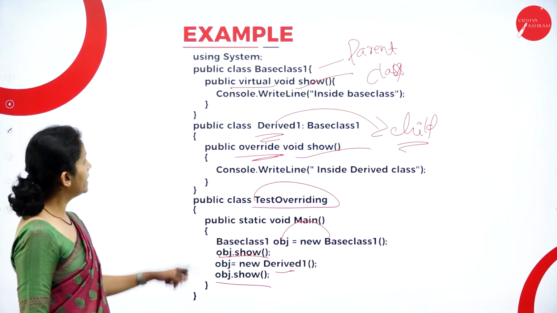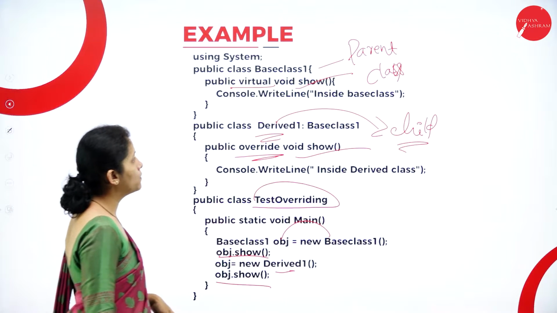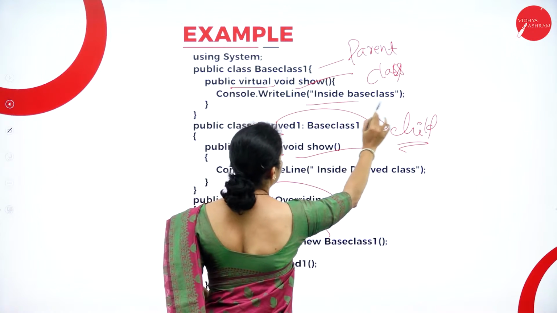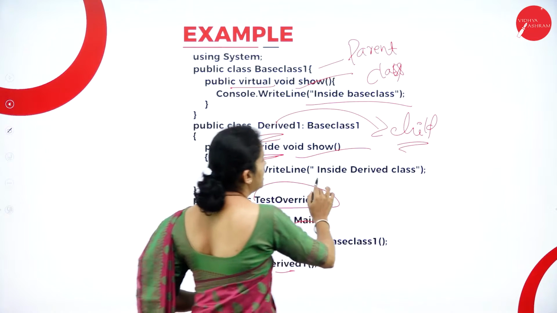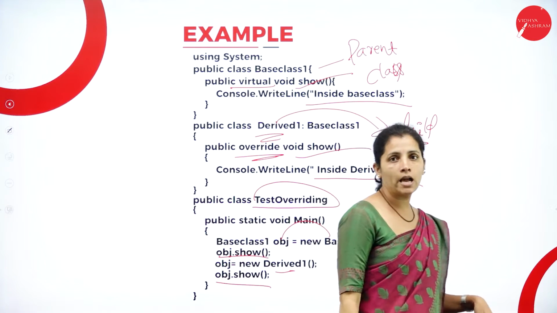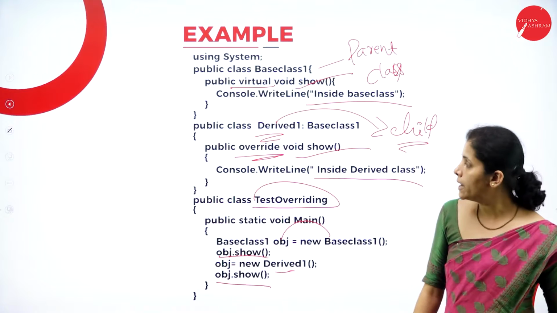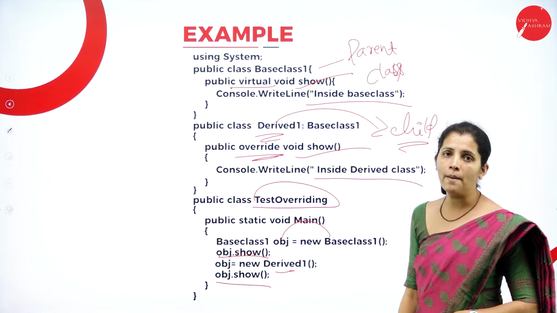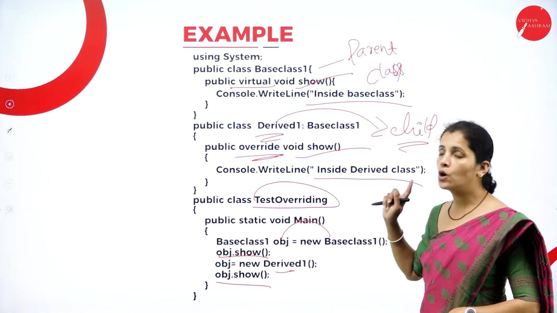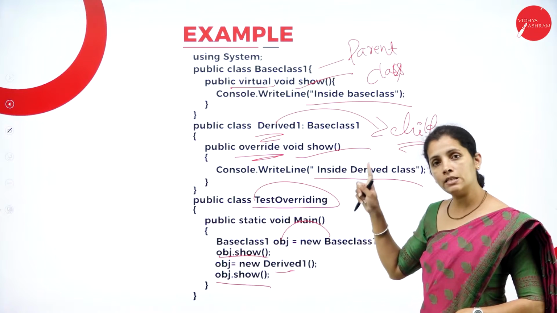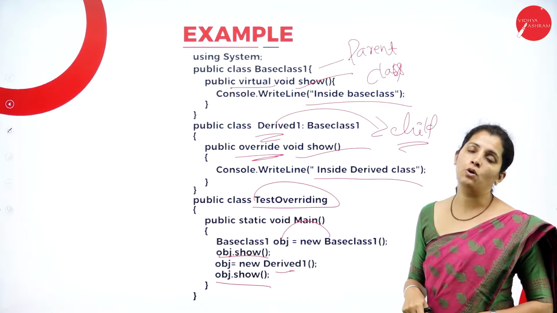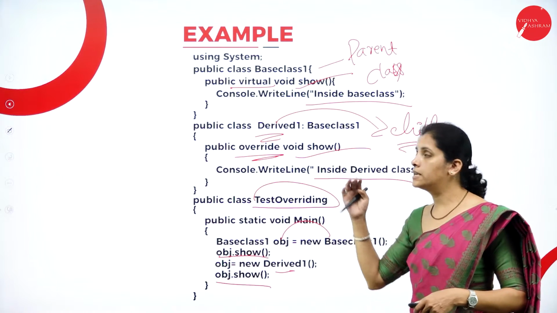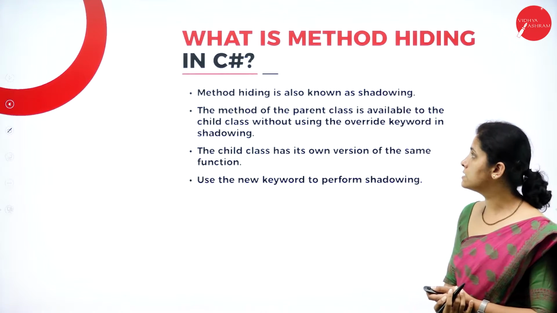Now, when I execute this program, I'm going to get the output inside the base class, and I'm going to get the output inside the derived class. That means when I execute this program, at the beginning, it's going to call the method which is present in the base class. The next time, it's going to call the method which is present in the derived class.